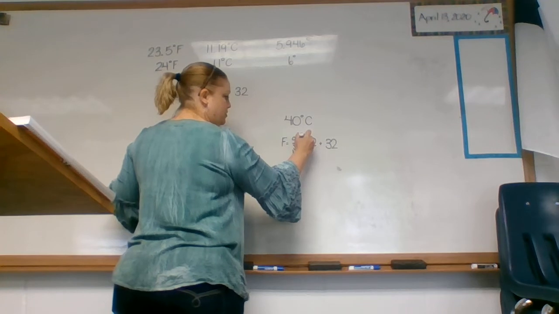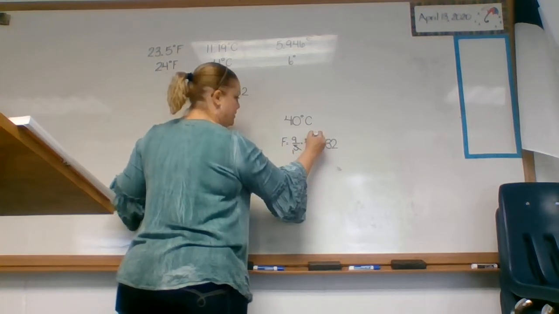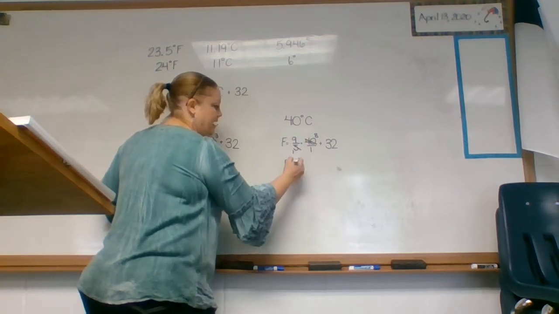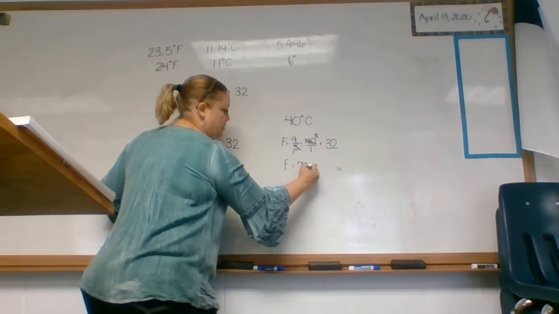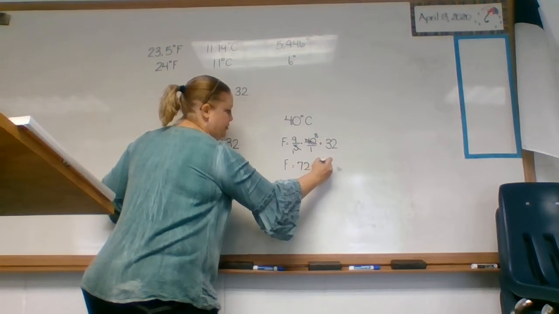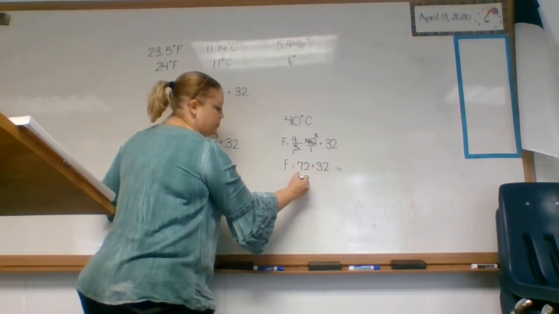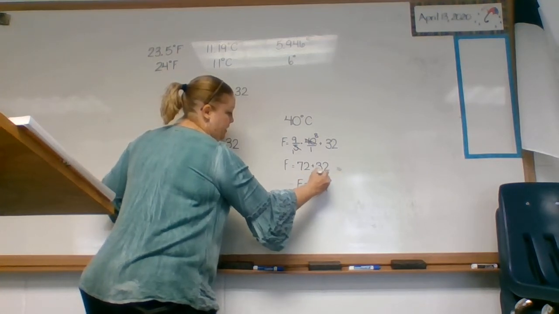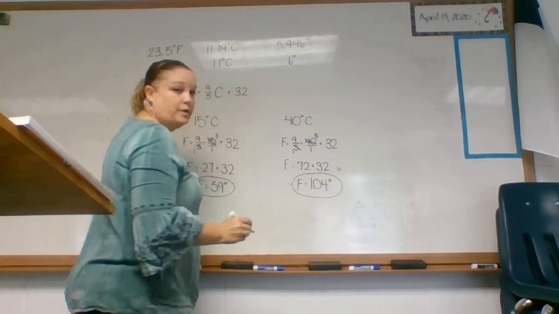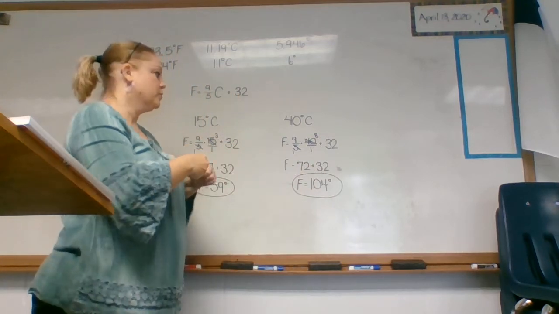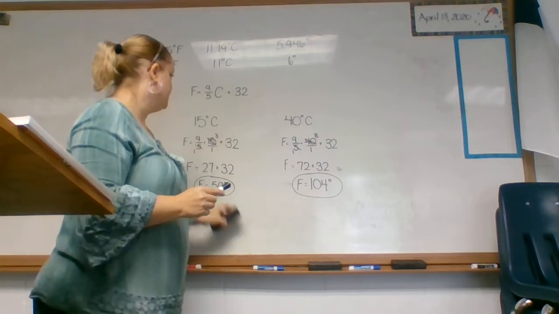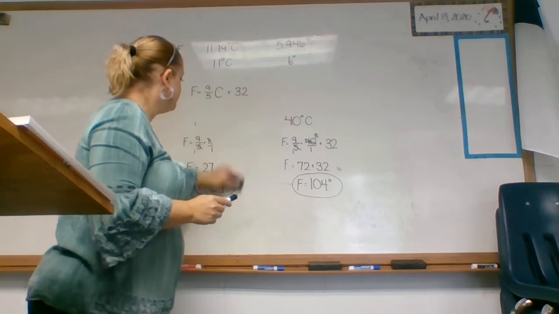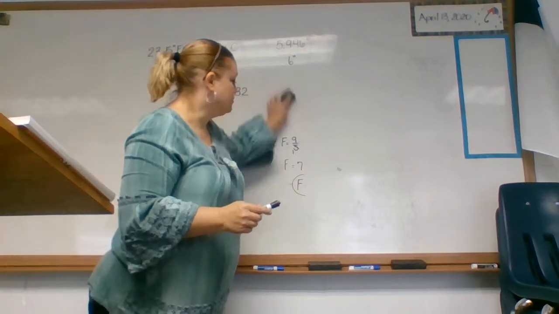I can cross cancel. That's going to happen frequently, by the way. Not all the time, but frequently. So let's rewrite to see what we're left with. 9 times 8 is 72, but of course we still have to do the 32. Our temperature is what? Our Fahrenheit temperature is 104 degrees. So as we're going through, we are using that formula, plugging in the value for Celsius, that temperature, in place of C, and then solving to convert.